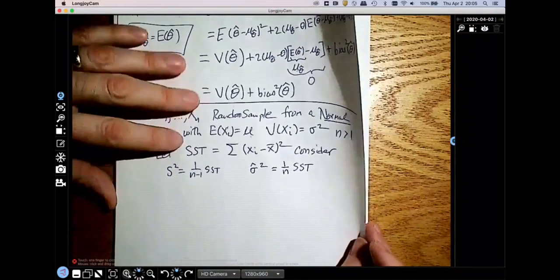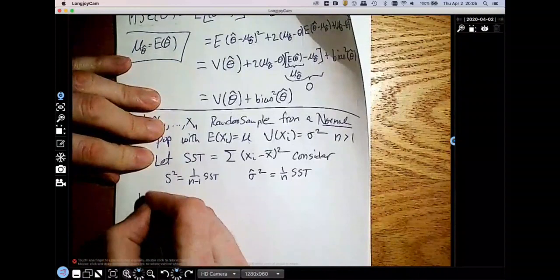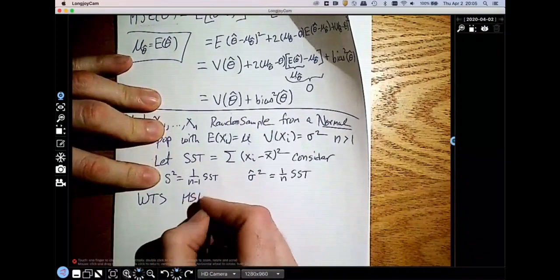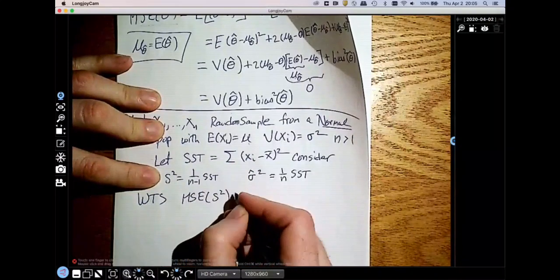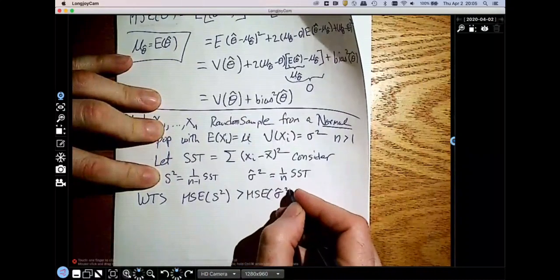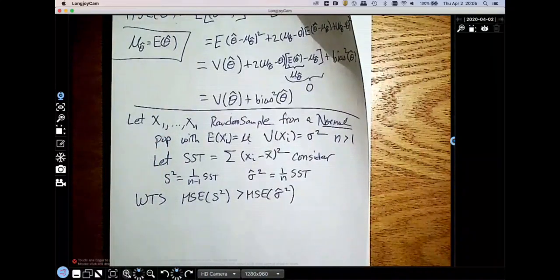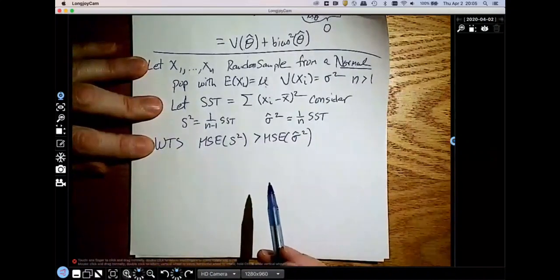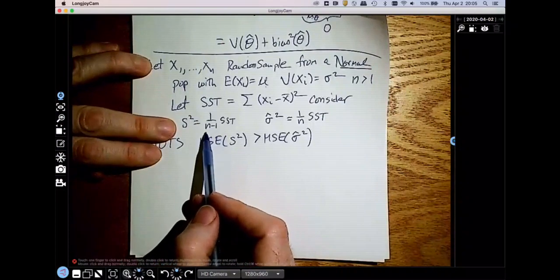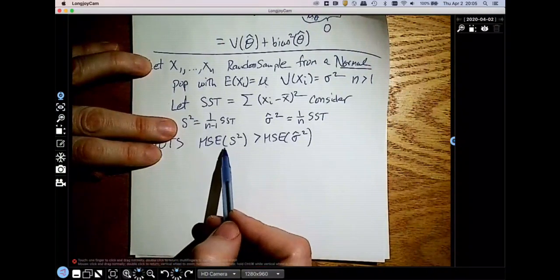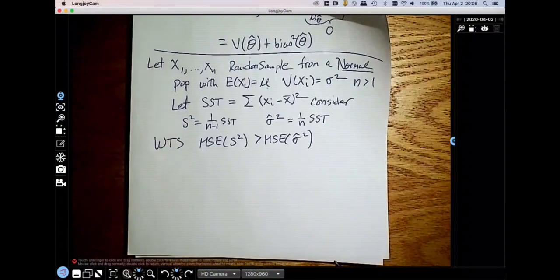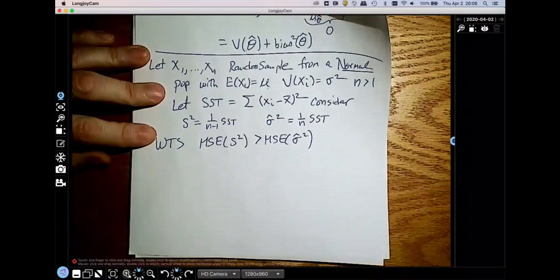Now, what I want to show is this. The mean squared error of s squared is in fact greater than the mean squared error of sigma hat squared. So this is a really kind of amazing result. So remember, s squared was unbiased, yet it turns out we can have a better estimator if we introduce a bias. Okay, so that's the result that I want to show.